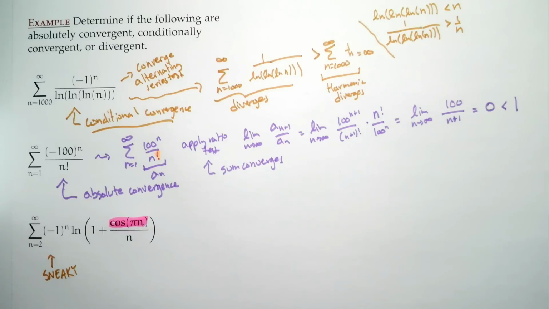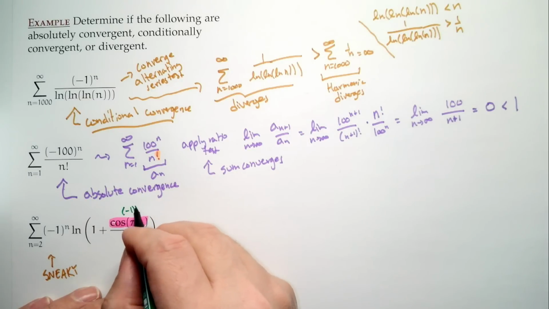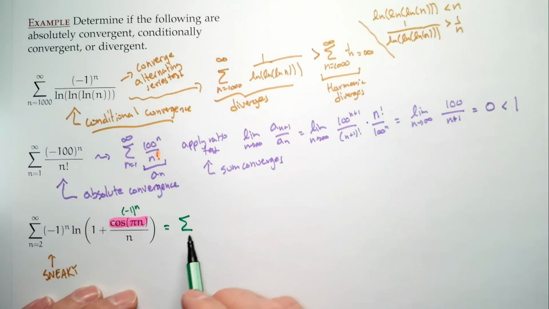So for instance, what would happen if we plugged in n equals 2? Because that's where we start, n equals 2. Cosine of 2 pi is 1. Plug in n equals 3. Cosine 3 pi, negative 1. Cosine 4 pi, 1. Cosine 5 pi, negative 1. So really cosine pi n, it's actually secret code for negative 1 to the n. So we hid an extra alternating sign.